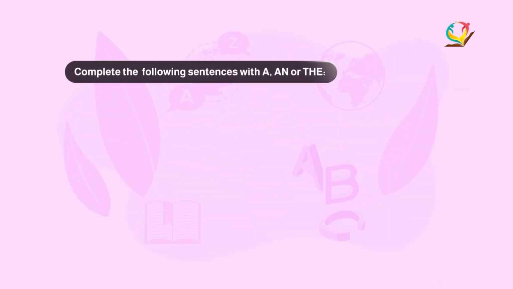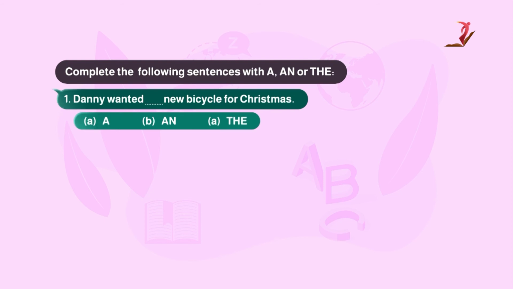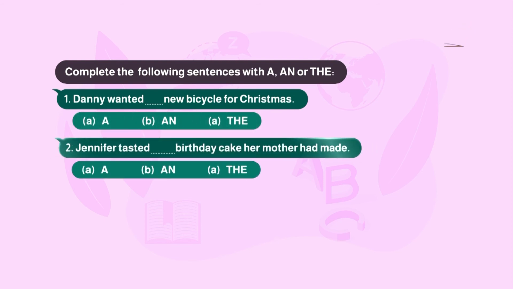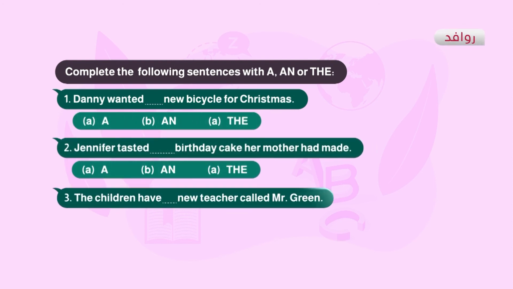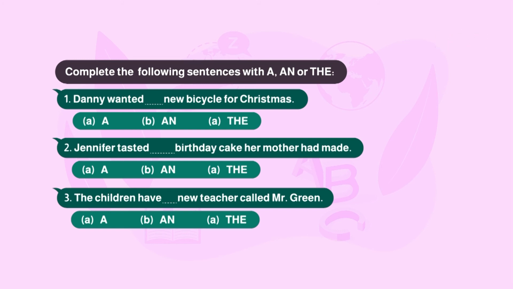Now, are you ready to do this exercise together? Choose a, and, some, or the. Number 1. Denny wanted blank new bicycle for Christmas. Yes, what's the answer? Good. Denny wanted a new bicycle for Christmas.